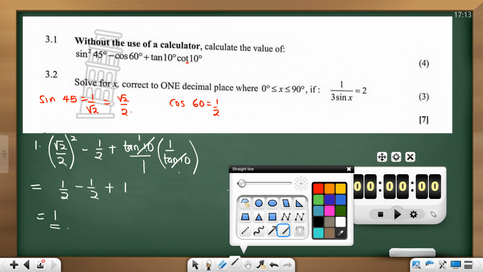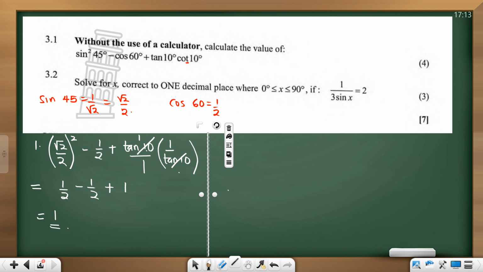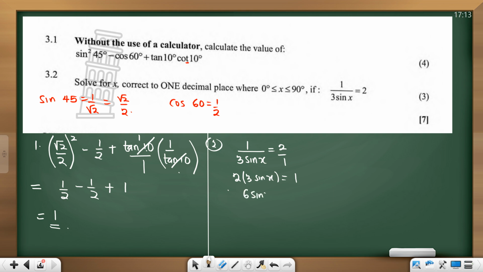Solve for x. What are we doing? We have 1 over 3 sine x equals 2. This is over 1. What I would do here is cross multiply to make life easy. So it's 2 times 3 sine x equals 1. What is 2 times 3? 6 sine x equals 1. What is sine x? 1 over 6. How do I get x? It is the arc sine of 1 over 6.